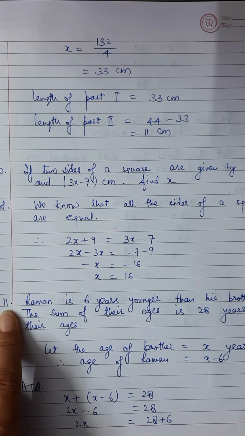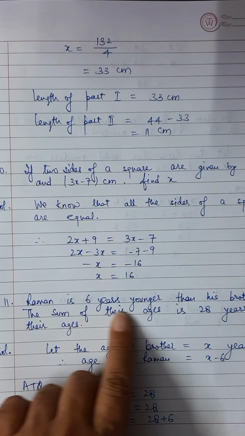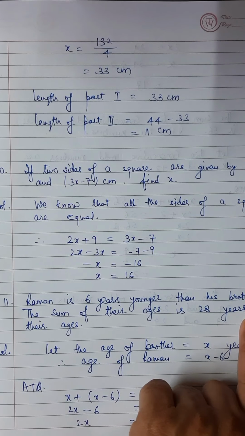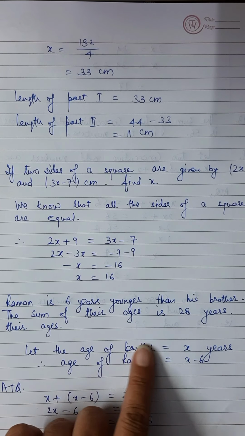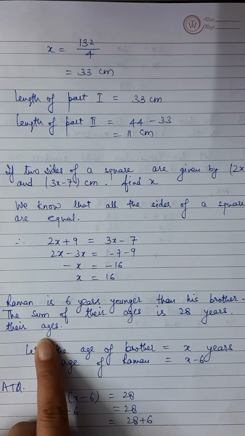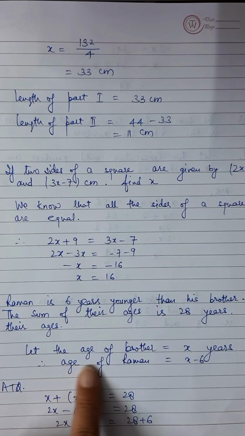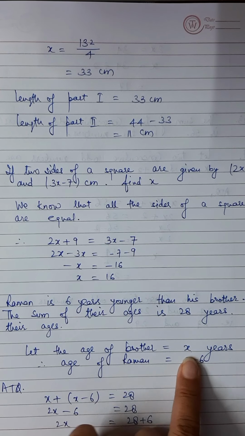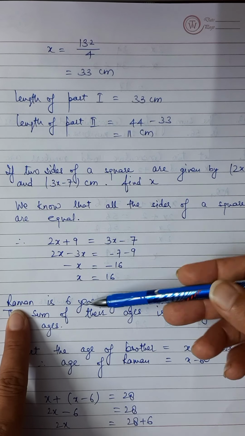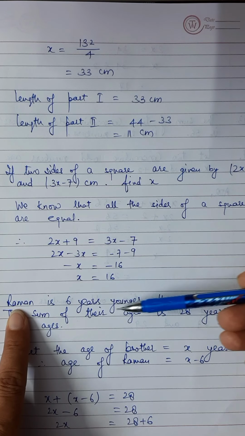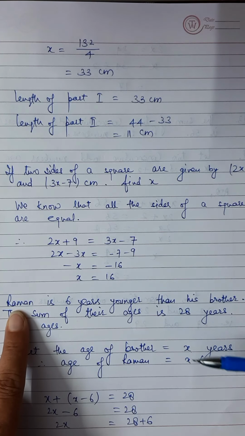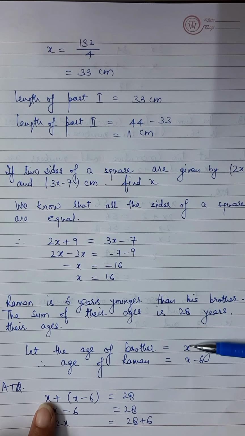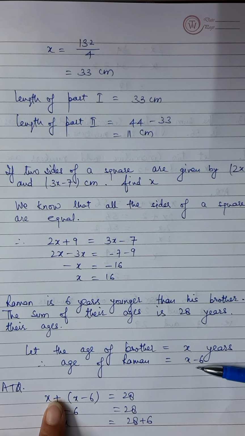Eleventh sum. In the 11th sum it is given Raman is 6 years younger than his brother. The sum of their ages is 28 years. We have to find their ages. So we have to assume the age of brother as x. It is given the Raman is 6 years younger, so we have to subtract 6 from the age of brother. So this is the age of Raman.